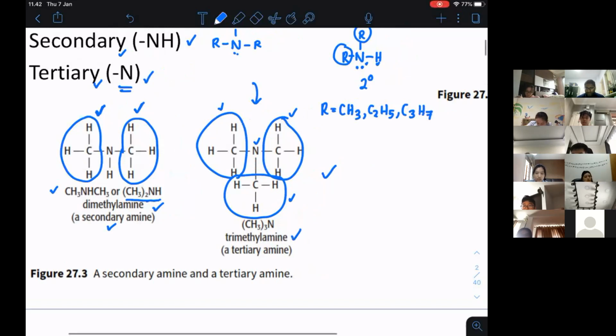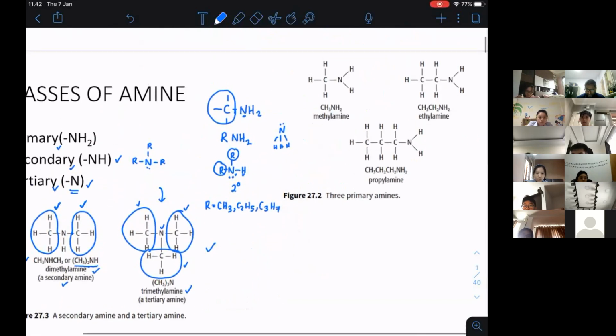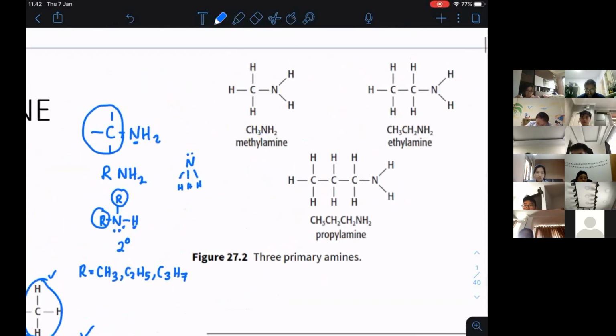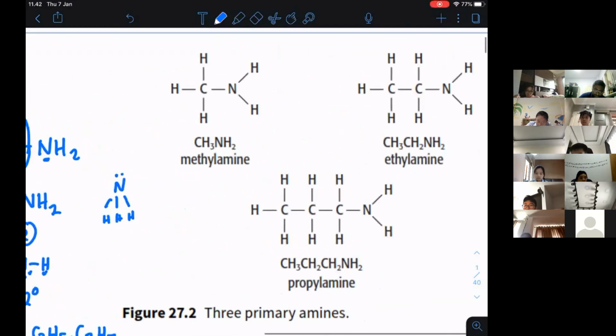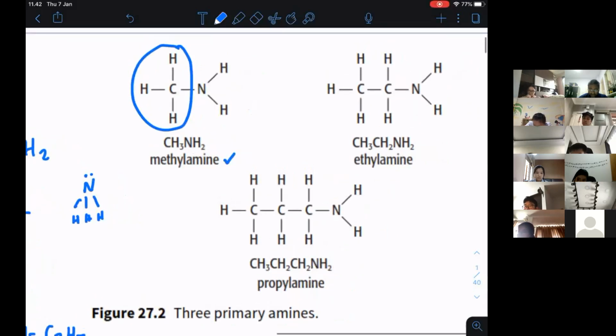Another example, primary amines. You can see primary amines. This is going to be 1 R group, attached to NH2. This is going to be known as methylamine. And if the R group, do remember I told you the R group is not limited to methyl only. It can also be C2H5. So this is another example, C2H5. This is what we call ethylamine.